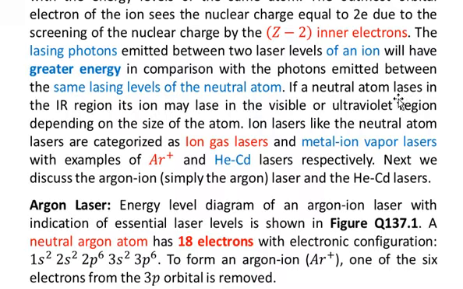If a neutral atom lases in the infrared IR region, its ion may lase in the visible or ultraviolet region depending upon the size of the atom. Ion lasers, like the neutral atom lasers, are categorized as ion gas lasers and metal ion vapor lasers, with examples of argon ion laser and the helium cadmium laser respectively. Next, we discuss the argon ion laser, which we may simply call argon laser, and the helium cadmium laser.